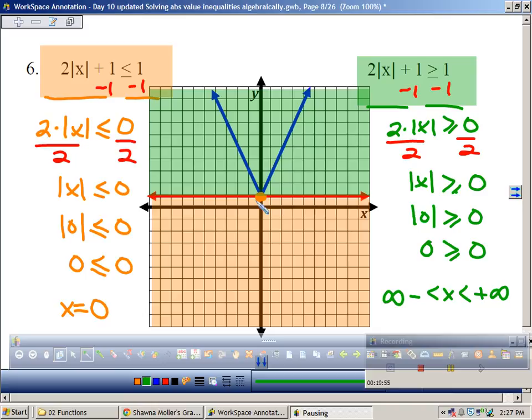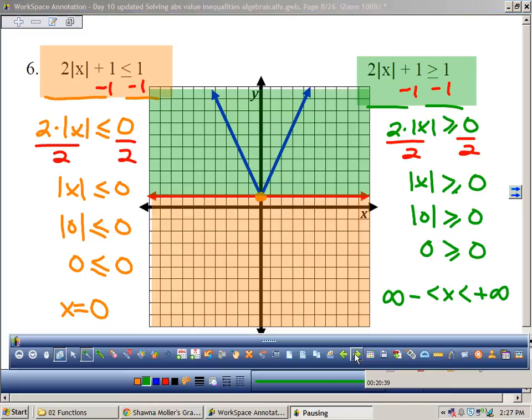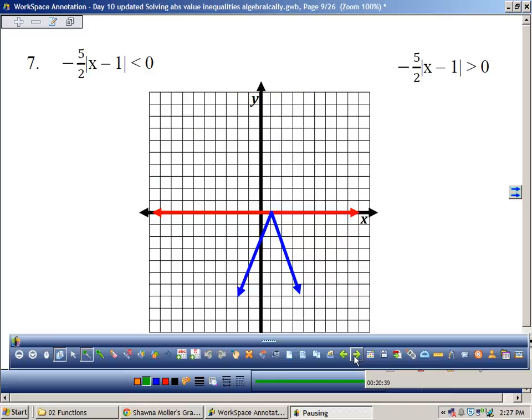What? Yes, Kayla. This is all real numbers. I know, I forgot about the equal sign. Yes. Okay. All right, moving on. Let's see. Should we do number 7 too?